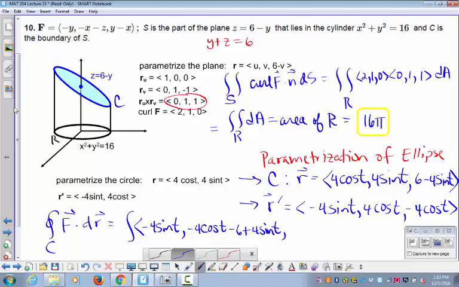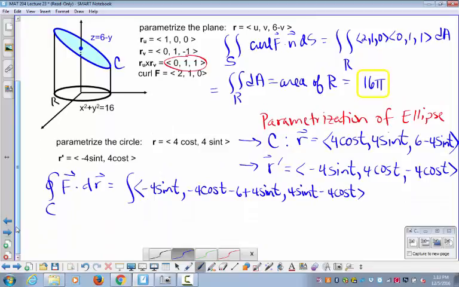The next component is y minus x, so 4 sine t minus 4 cosine t. And then we dot that with the derivative of the parameterization of the curve, which goes from 0 to 2 pi. So we dot that with minus 4 sine t, 4 cosine t, and minus 4 cosine t, dt. So to evaluate F dot R, you've got F with R prime.